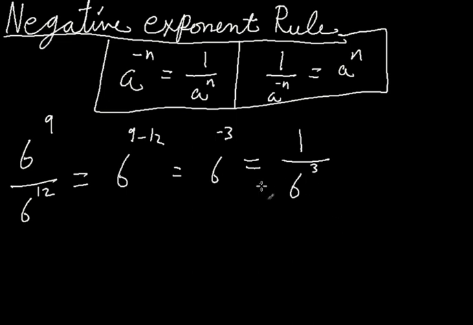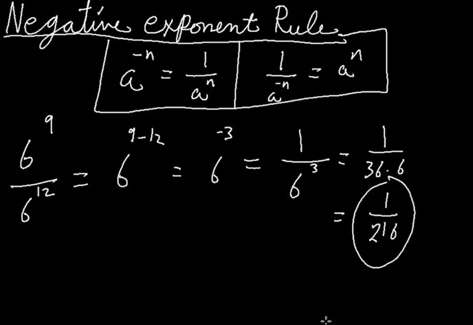Okay, well then I can use a calculator or I can use mental math to determine what 6 to the third is. I'm going to break it up. 6 squared is 36, and then times one more 6. So that'd be 180 plus 36. So that's 1 over 216 is the final answer. Okay. So I hope negative exponents are making some sense to you.